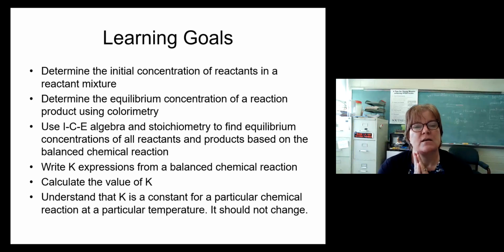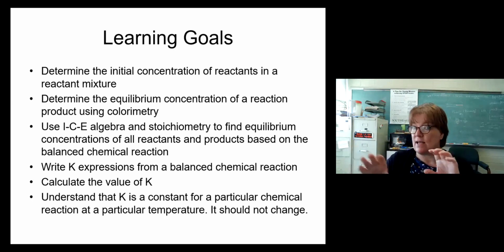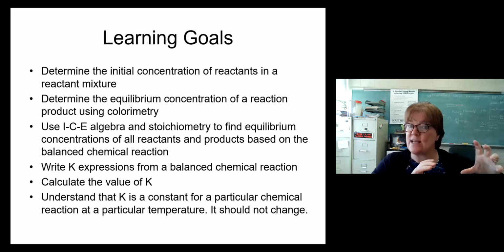I'll help you. We'll cover how to write a K expression from a balanced chemical reaction, and how to calculate the value of K once we have equilibrium concentrations. And the big concept, which gets lost in the message because we're doing so much math, is that an equilibrium constant is a constant. It doesn't change. It doesn't matter what your initial concentrations are. It doesn't even matter what your equilibrium concentrations are. The ratio is going to be a fixed constant. That's the idea of an equilibrium constant.